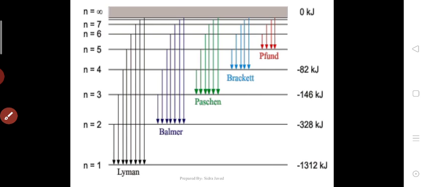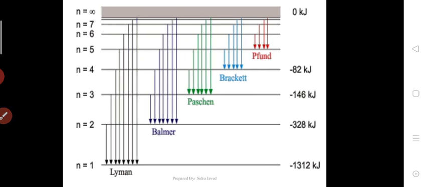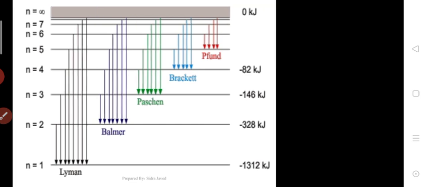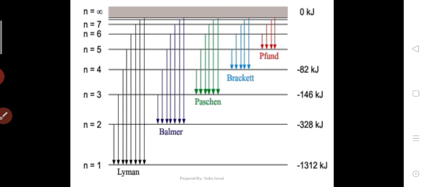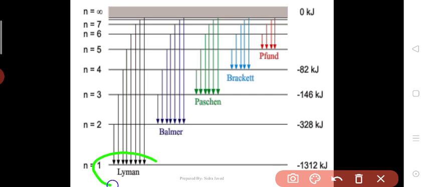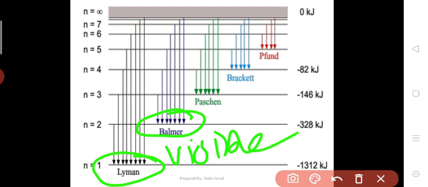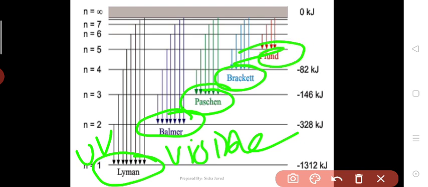So these are the series for the hydrogen emission spectra. You should remember the sequence. The first one is the Lyman series, whose ground state is n equals 1, meaning atoms make transitions from higher energy levels to n equals 1. The Lyman series lies in the ultraviolet region. Second is the Balmer series, which lies in the visible region. Then Paschen, Brackett and Pfund lie in the IR region.